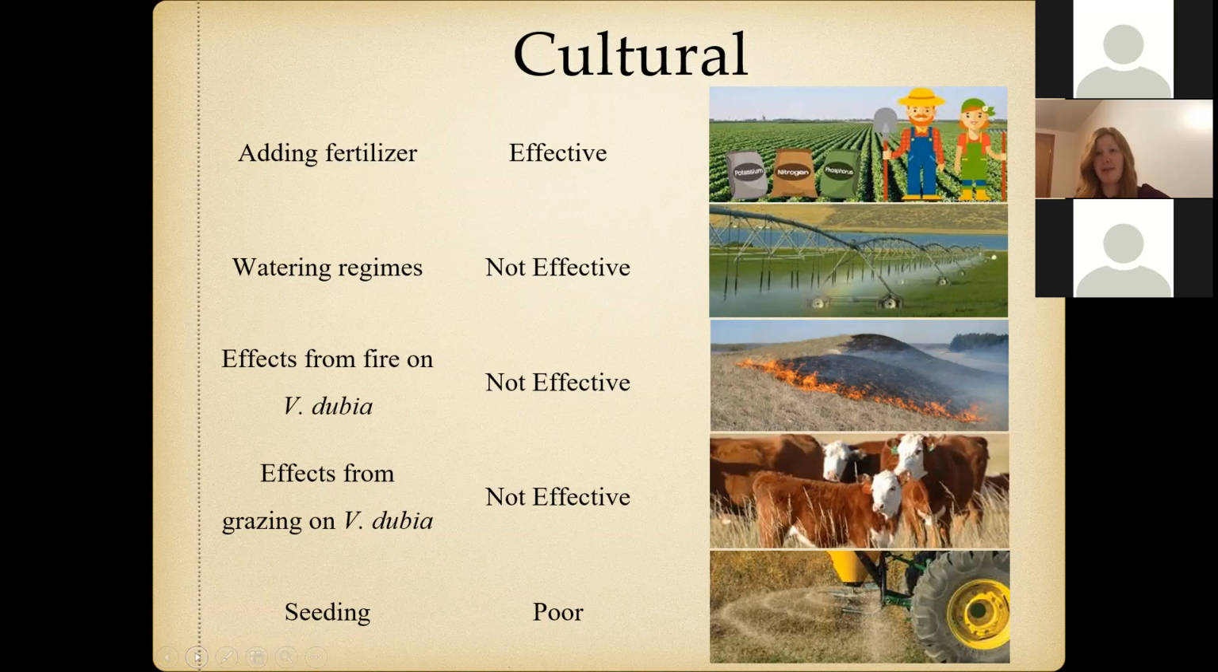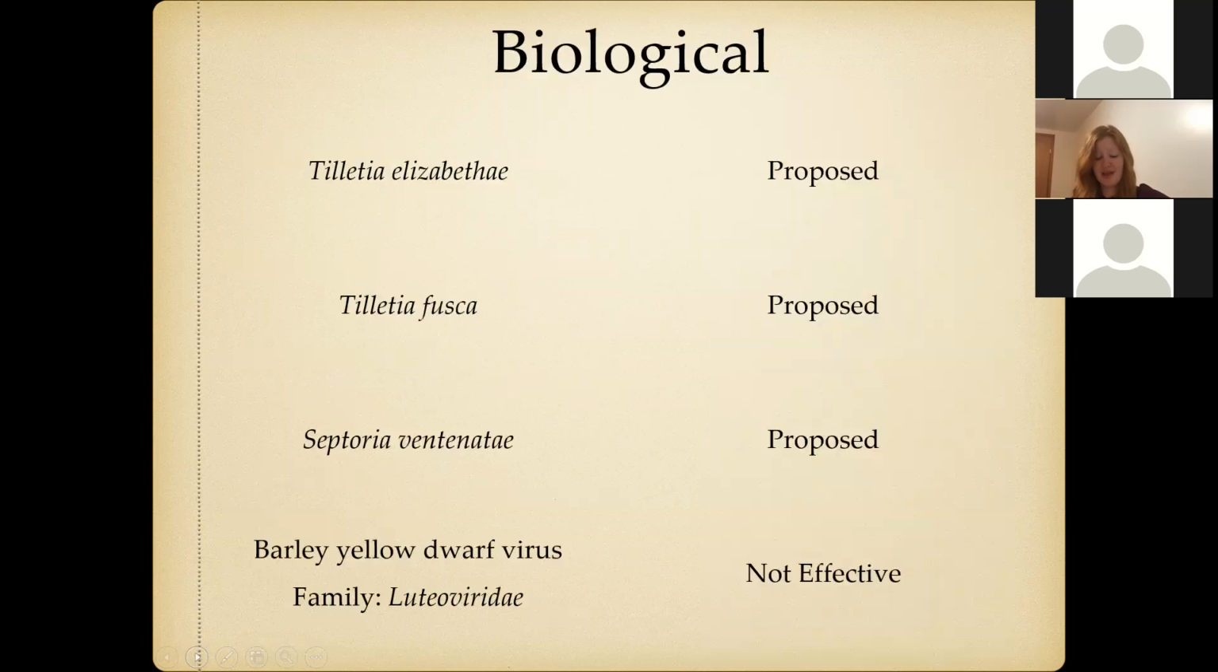So next I'm going to be looking at the biological control methods for Ventenata dubia. Biological controls are the ones that use pathogens or predators as a way to manage population size for Ventenata. The problem with this is we have no current biological control methods in the works. So I gathered a collection of biological control methods put forth by other researchers. Tilia Elizabeth, Tilia Fusca, and Septoria Ventenata were all proposed in papers as effective control methods. Barley yellow dwarf virus, I deem, though, is not effective, though it hasn't been done in any trials.